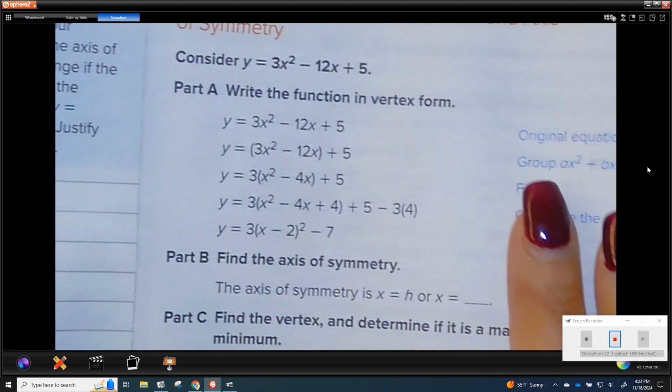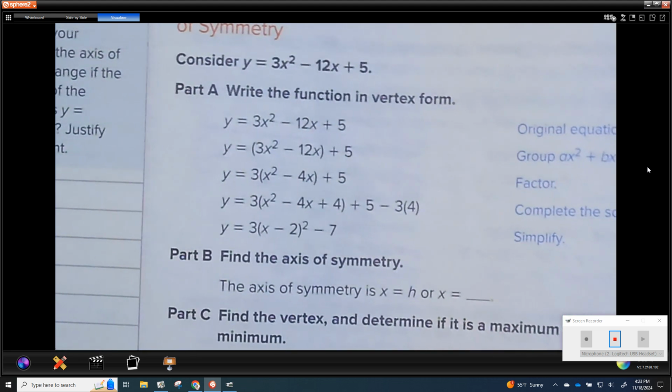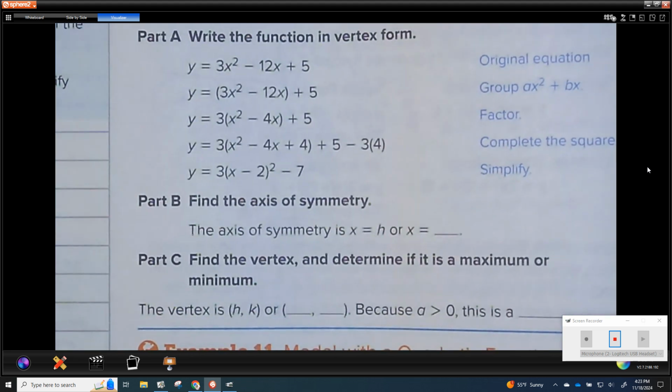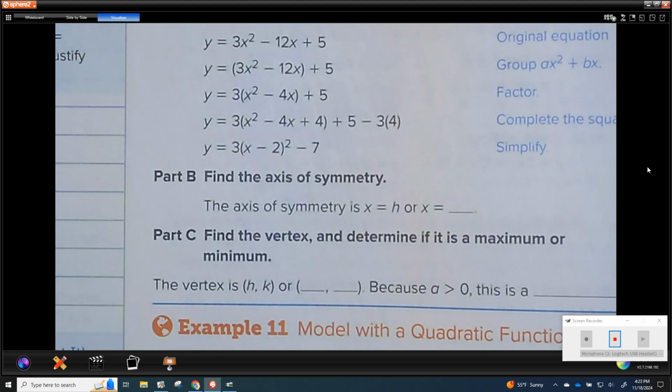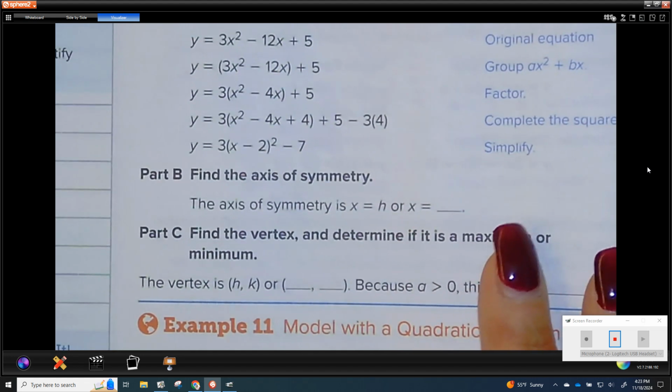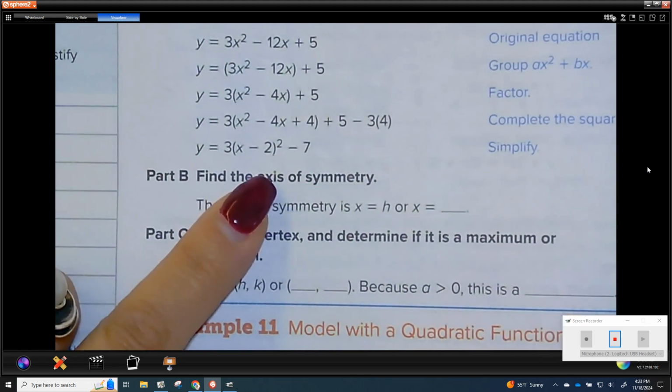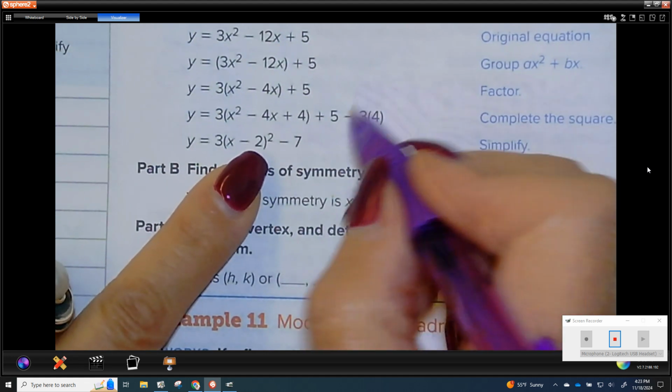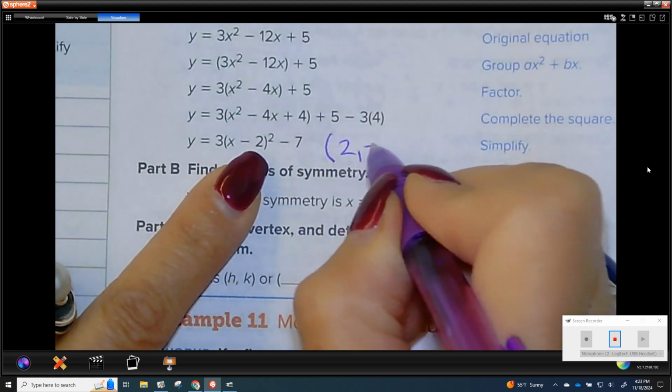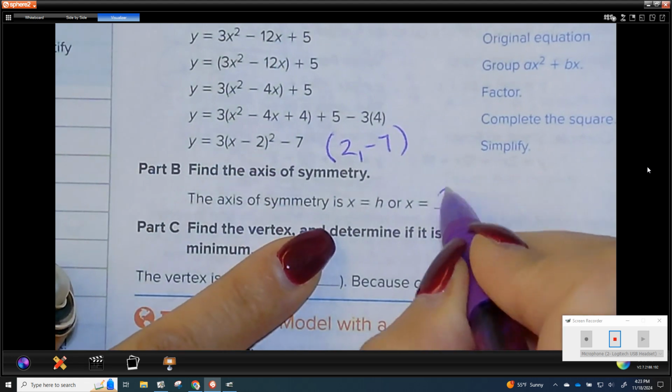Axis of symmetry, think of the vertex. The vertex is the axis of symmetry for h, and then your y is your y value. So your axis of symmetry, since your vertex is 2, negative 7 here, your h is 2.